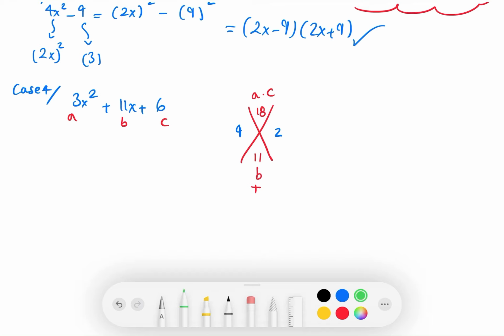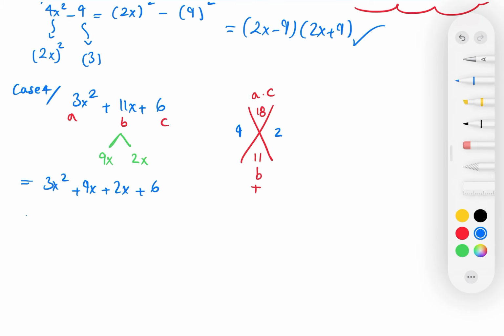The next step is to decompose your middle term into, for example, 9 and 2. It's 11x, right? So 9x and 2x adds up to 11x. You can decompose it. So you're going to write this as 3x squared plus 9x plus 2x plus 6. All right. After that, you just factor out the common terms that you have.